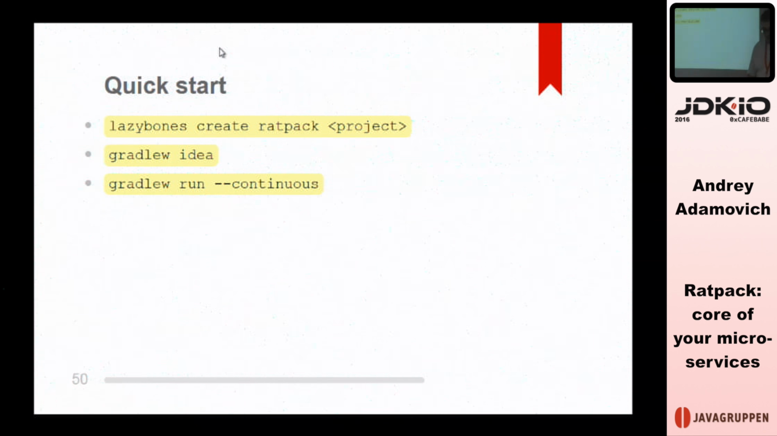At this point, of course, we need to go away from just a single script. We need to start a more realistic project. For that purpose, I would suggest using something like Lazybones. Lazybones is a templating tool, which has some templates for pre-made Gradle projects, Maven projects, and all of that stuff. It also has a template for Ratpack. The easy way to create it is to say create, the name of the template is Ratpack, and then the project name.